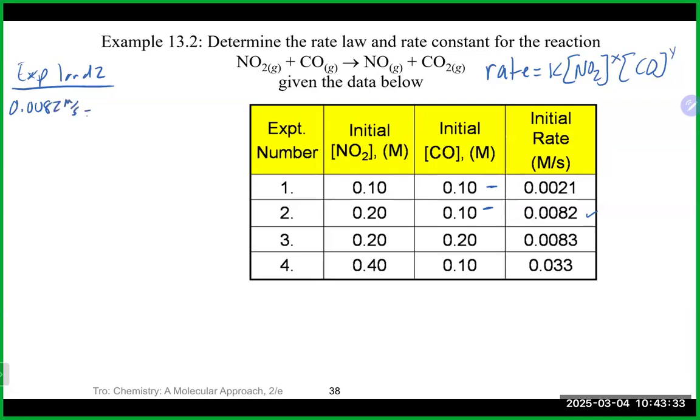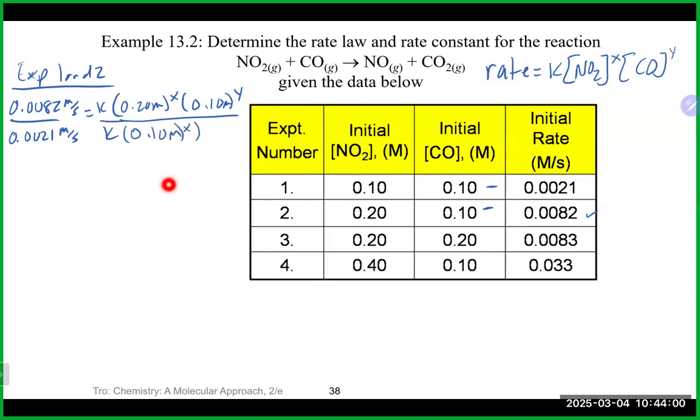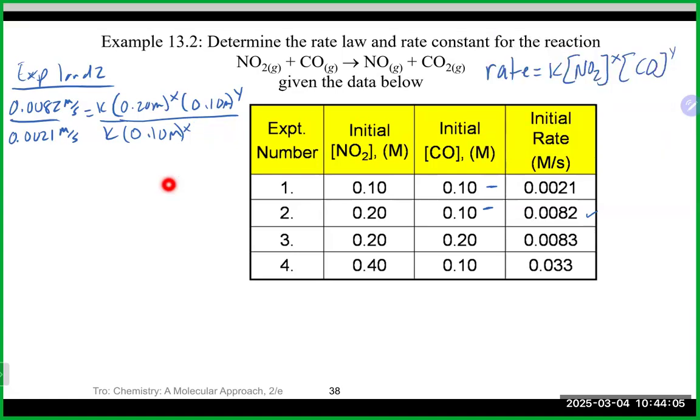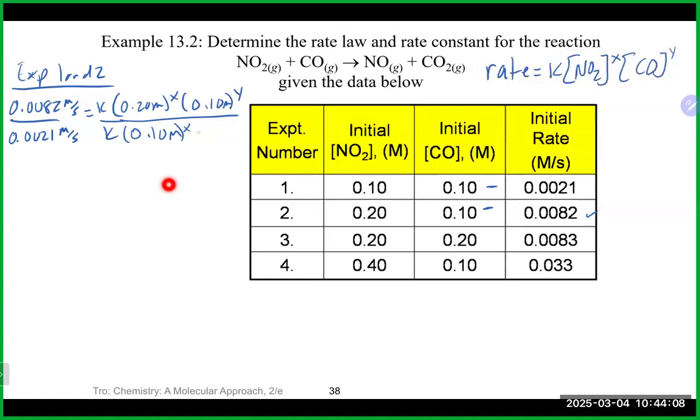So that will give me 0.0082 molar per second is equal to K times our 0.2 molar to the X and our 0.1 molar to the Y. Now putting everything from experiment 1 down below, 0.0021 molar per second equals our K, our 0.1 molar to the X. Put the X on the outside. That'd be good. And our 0.1 molar to the Y.